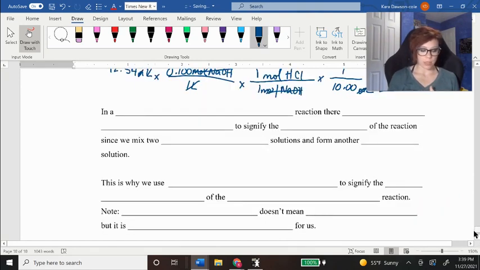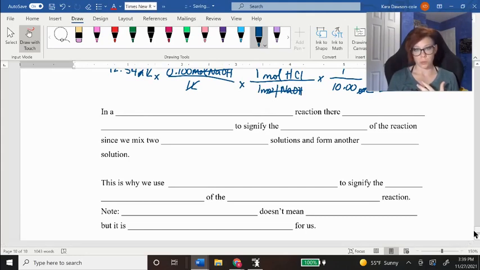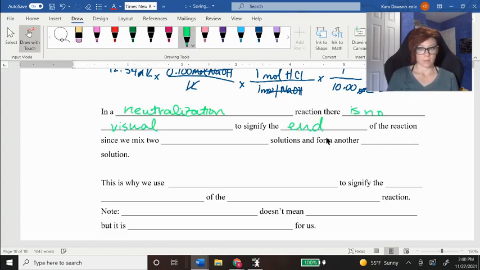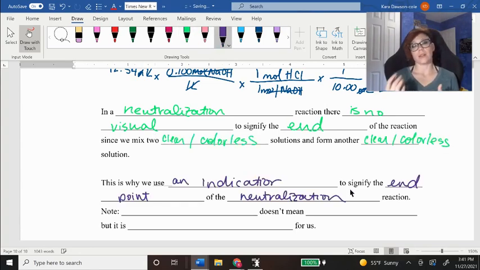So in a neutralization reaction, there's no visual to signify the end of the reaction. I've got a clear solution of acid and a clear solution of base. I cannot see that actually occurring, since we mix 2 colorless solutions to form another colorless solution. So this is why an indicator is used to signify the end point of a neutralization reaction.